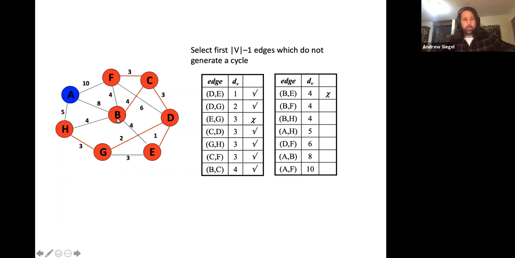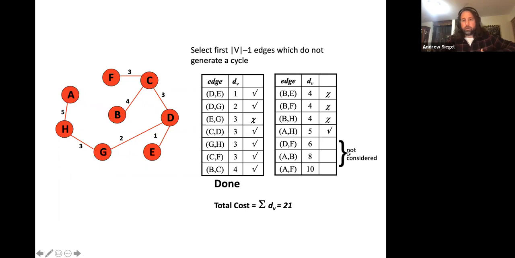B to F, that's going to be no good. That's an obvious cycle. B to H, that's no good. I can get around back to B that way. A to H, that looks good. That does not create any problem at all. Fine. Now I'm done because I visited all the vertices, so I don't have to consider these, and I get the total cost of 21.